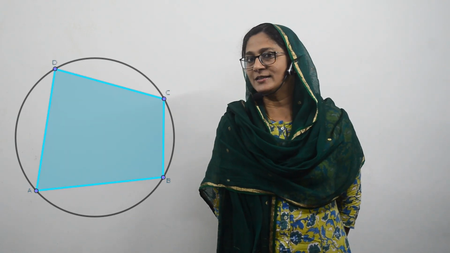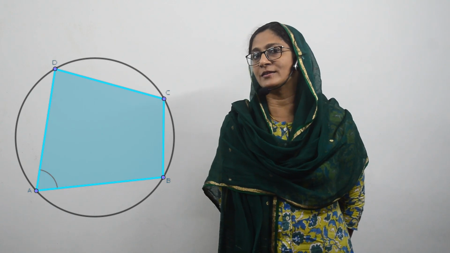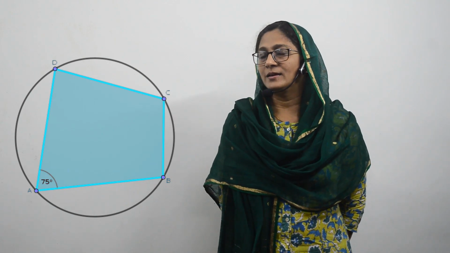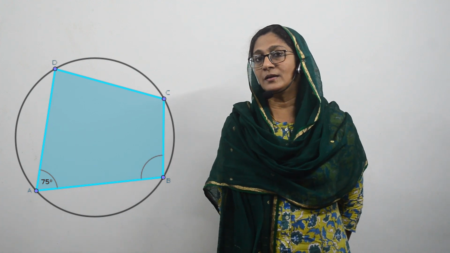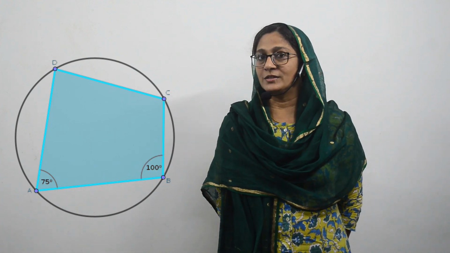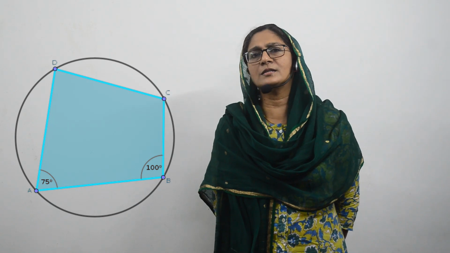Look at this picture. ABCD is a cyclic quadrilateral and two of its angles are given. Angle A is equal to 75 degrees and angle B equals 100 degrees. We can easily find the measure of the other two angles.